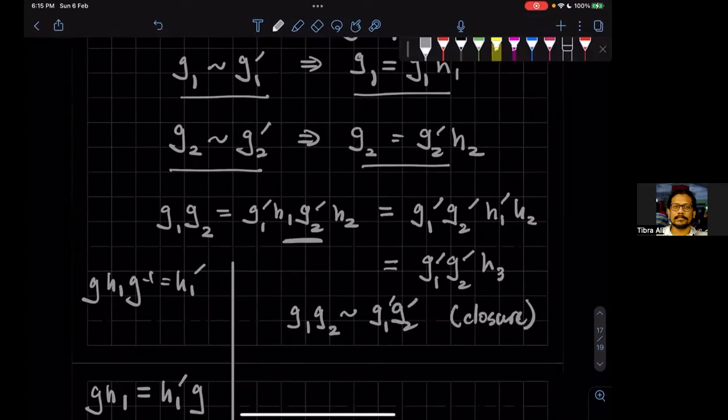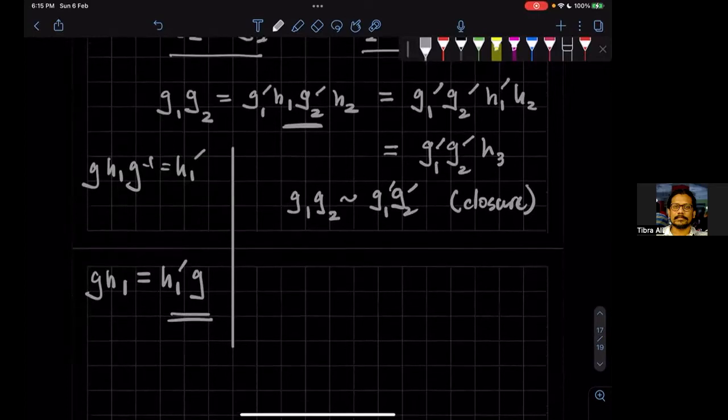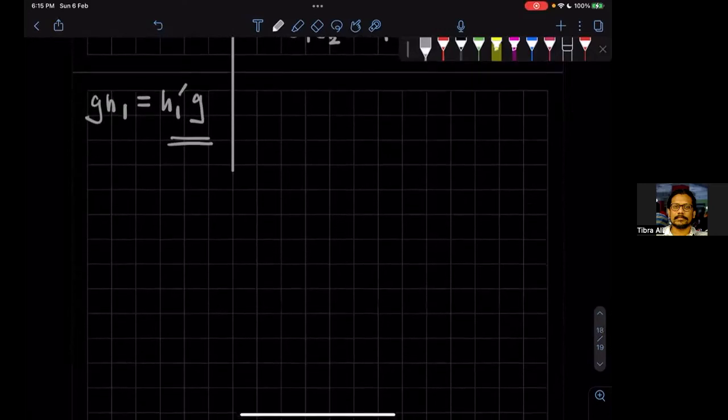So using this, you can show that G over H, if H is a normal subgroup, the coset space, is a group. Okay. I'll actually give you a more detailed exercise below on this.